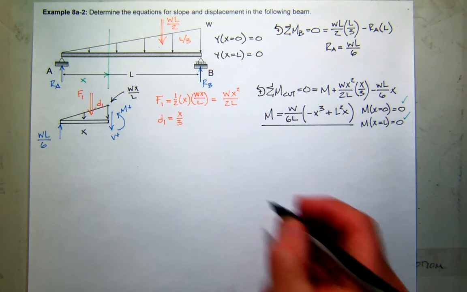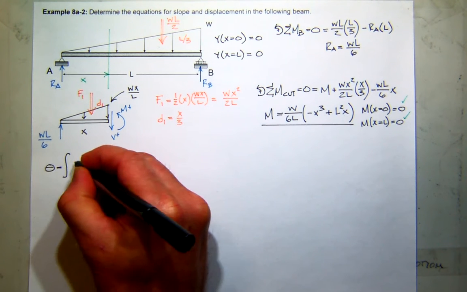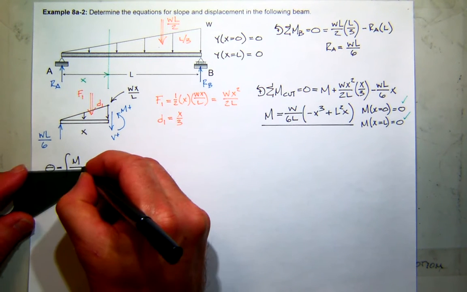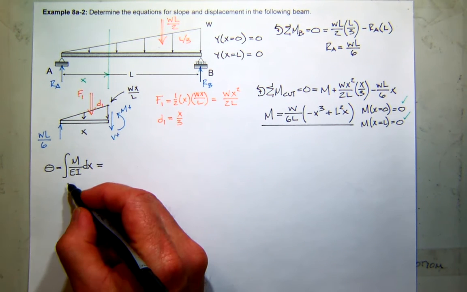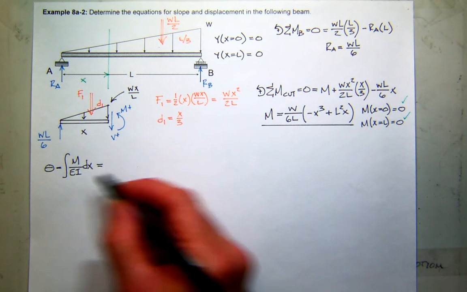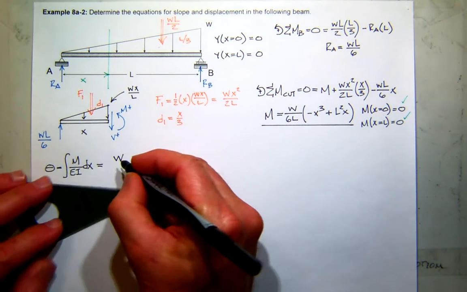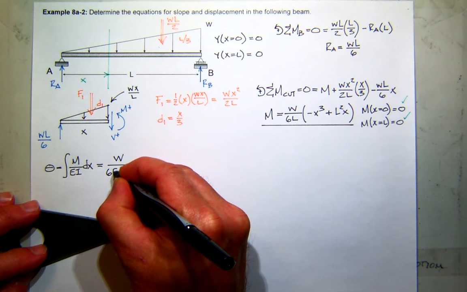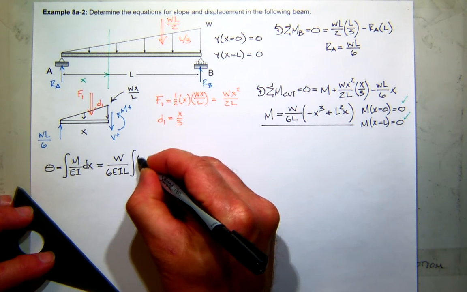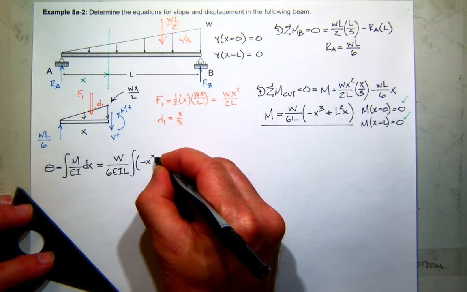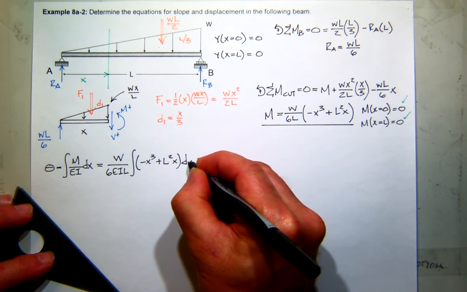Direct integration. So we know that our slope is going to be the integral of the moment divided by EI. In our case, E and I are constants, so we'll factor those out. We'll pile them in with this other piece here. So I'll have W over 6EIL. And then the integral of what's left over, which is minus x cubed plus L squared x times dx.